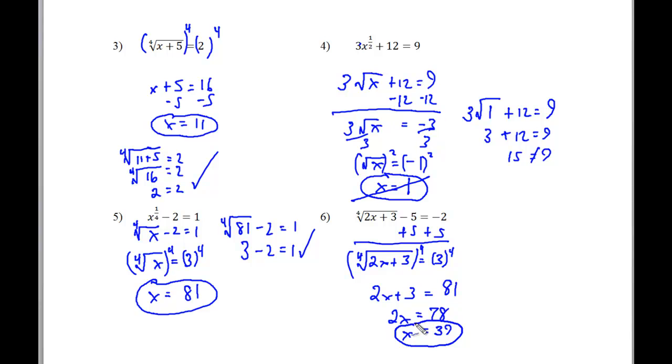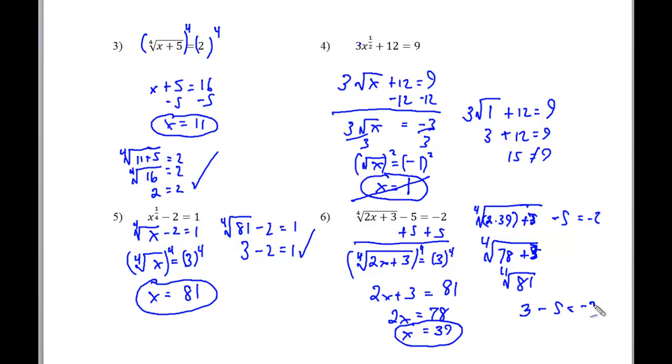Now I'm going to check my answer by plugging that back into my equation. So the fourth root of 2 times 39 plus 3, minus 5 is equal to negative 2. Alright, let's process this inside of the fourth root. 2 times 39 is 78 plus 3. I wrote a 5 there by mistake, so look back at the original problem. 78 plus 3 is 81. The fourth root of 81 is 3, minus 5 equals negative 2. It checks out. All of this checks out. So we have the answer to number 6 is 39.